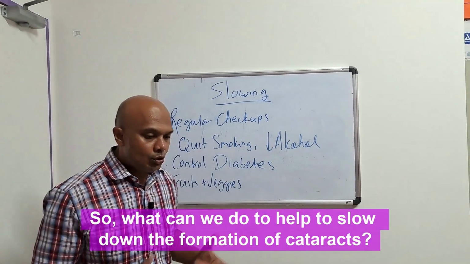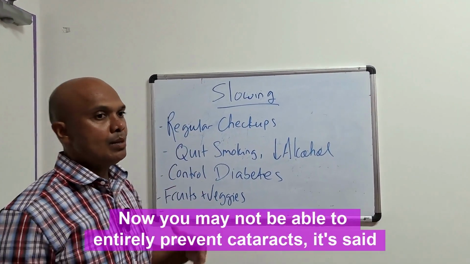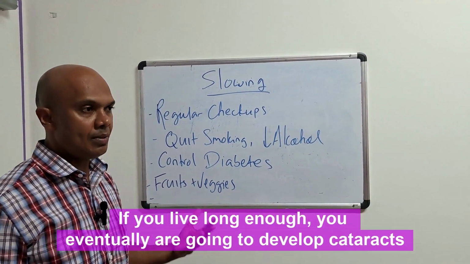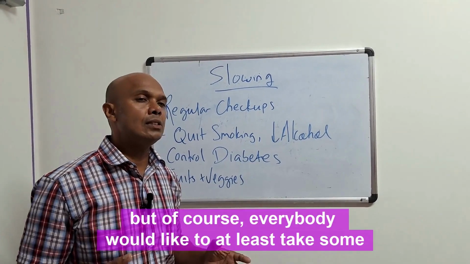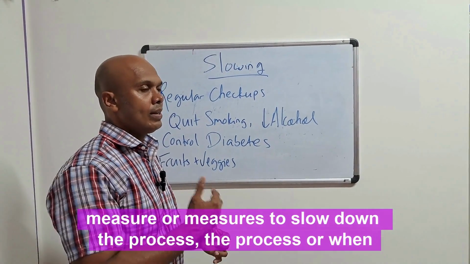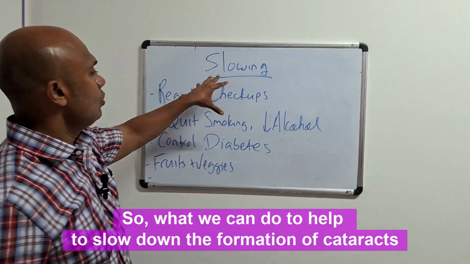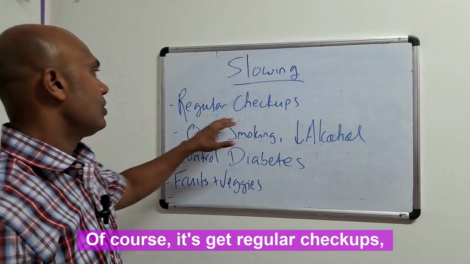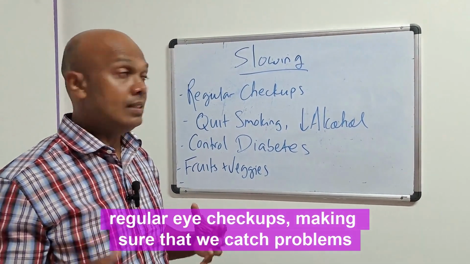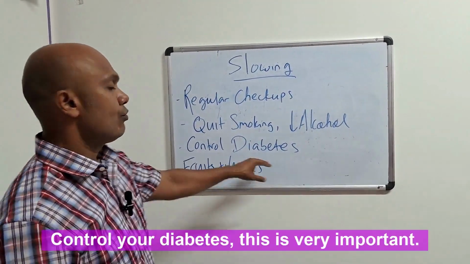So, what can we do to help slow down the formation of cataracts? Now, you may not be able to entirely prevent cataracts. It's said that if you live long enough, you eventually are going to develop cataracts. But of course, everybody would like to at least take some measures to slow down the process, or so that when cataracts do come, they're not as severe, needing surgery. What we can do is get regular eye checkups, making sure that we catch problems early, quit smoking, reduce alcohol consumption, and control your diabetes.